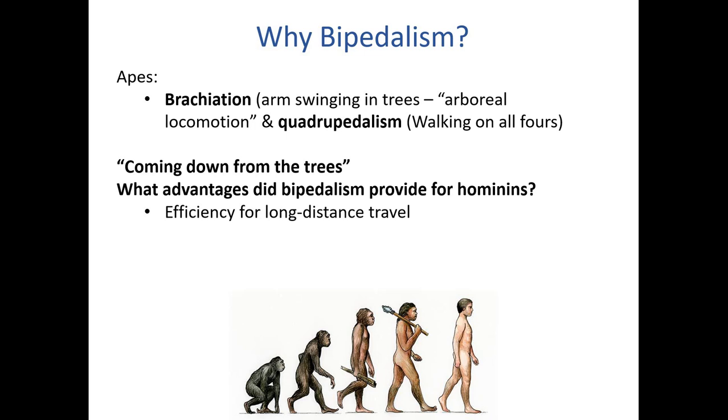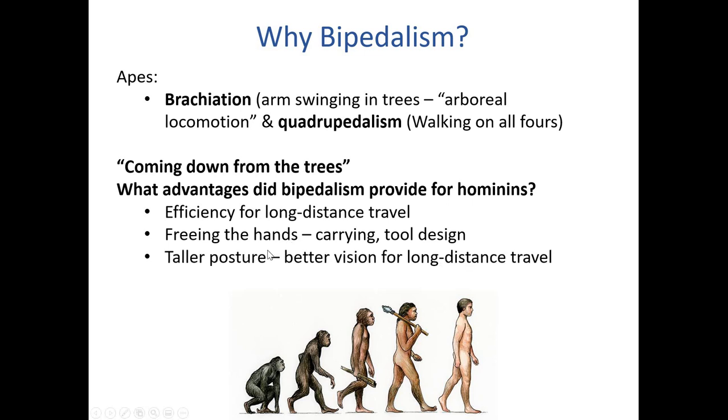There are a bunch of ideas basically, and none of these are totally proven, and probably they're not mutually exclusive either. So probably a lot of these theories could be correct. One theory is that bipedalism provides increased efficiency for long distance travel. Another is that, of course, bipedalism frees up the hands, which allows easier carrying of things as well as tool design. Bipedalism also gives you taller posture, which would allow better vision for long distance travel, so you can see your surroundings a little better. These are just some of many theories as to why bipedalism was selected, and some or all of these could be correct.